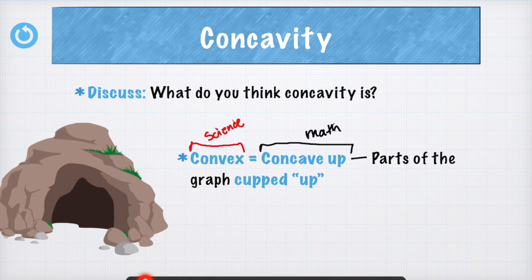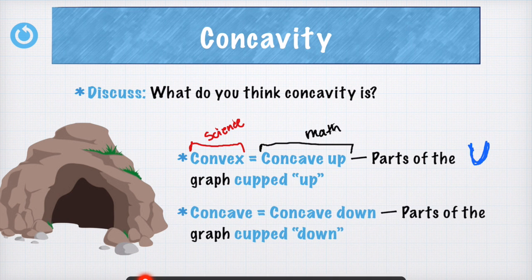So convex or concave up is when the graph is pointing up. You're going to have a curve that looks like this. It's going to look like you could pour water into it and it's going to look like a cup. Concave down is going to be the opposite when it points, surprise, down. Remember, convex is the science term, concave up is our math term, and that's what we're going to be using.